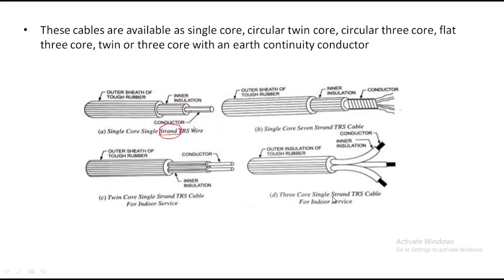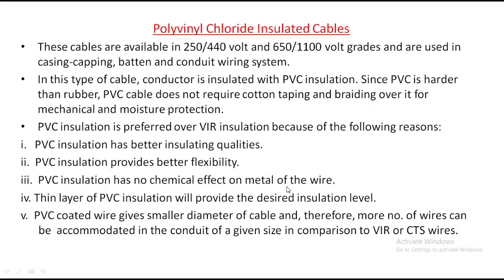And next, 3 single core TRS cable for indoor services. So this is the 3 single cores. This is the core and inner insulation. This is the core, inner insulation. And these are completely covered by outer insulation of tough rubber. So these are the different types of TRS cables.